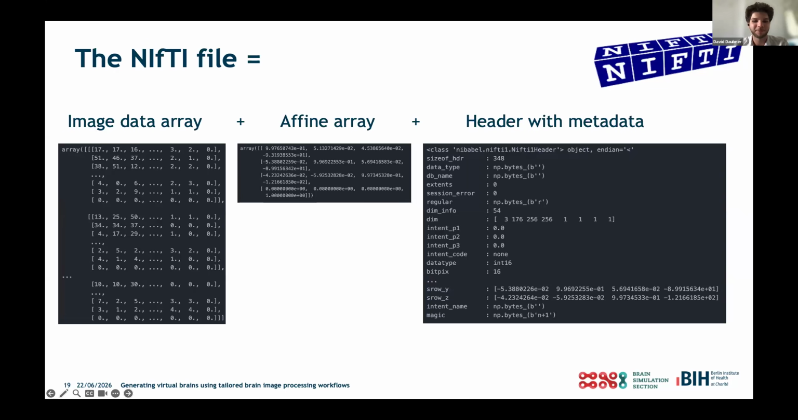Next slide, please. So the typical NIfTI file will consist of an image matrix, then the header with metadata, and then an affine array. Next slide.